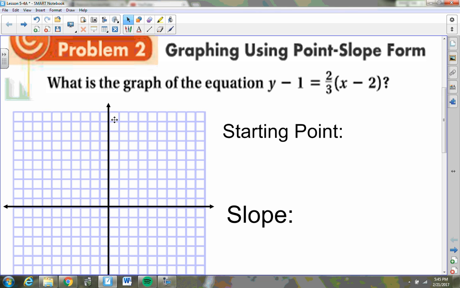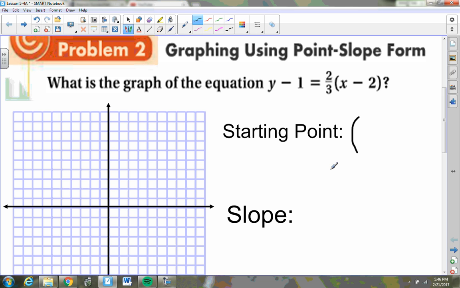Now, if we're given this equation and asked to graph the equation y minus 1 equals 2/3 times, in parentheses, x minus 2, the first thing we want to find is a point that we know is on this graph, a starting point, xy in the parentheses. We want to find an xy point that we know is on this graph.